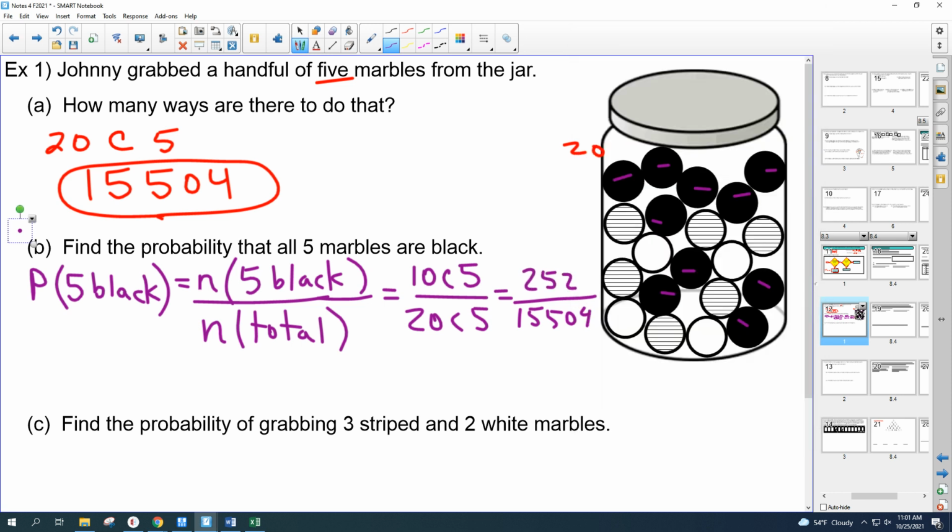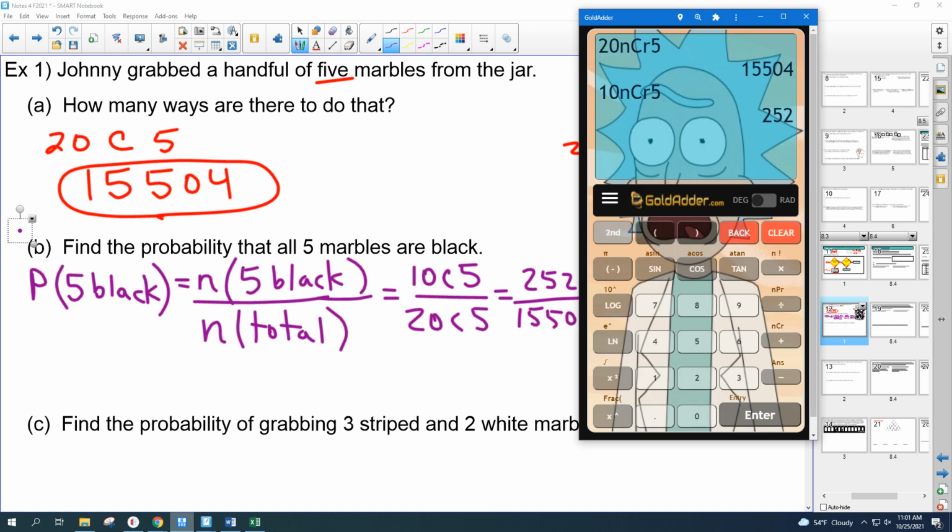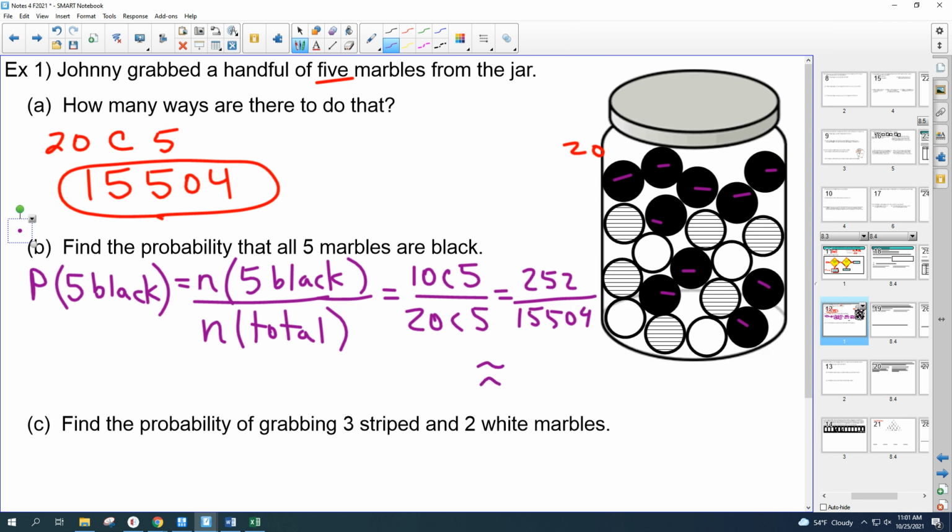As far as reducing fractions, usually I'll only want to reduce fractions if it's something that's easy. If it's an easy fraction to reduce, do it. If it's not, then use your calculator. It's going to be 252 divided by 15,504. I usually will like decimals rounded to 4 decimal places, 0.0163. If you don't know what to round it to, keep 4.